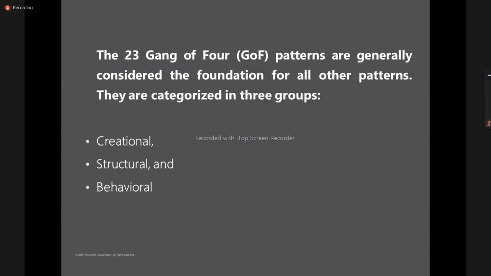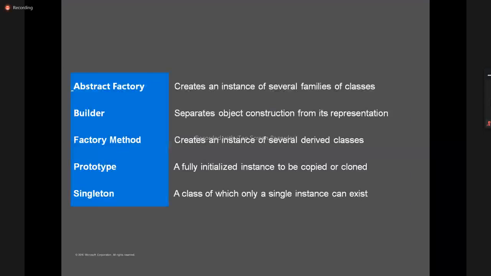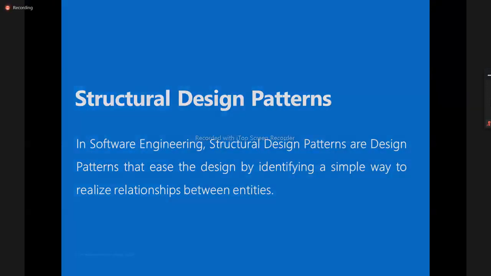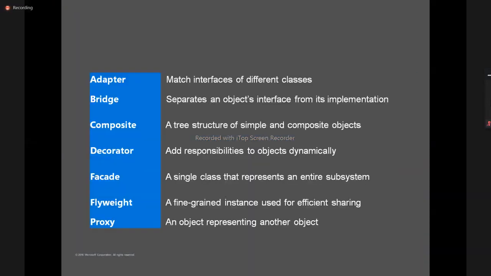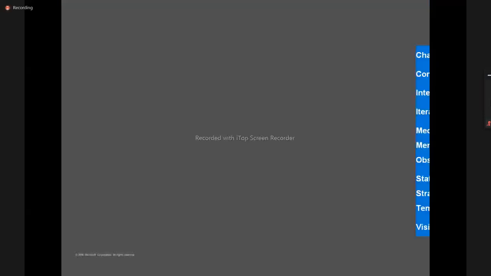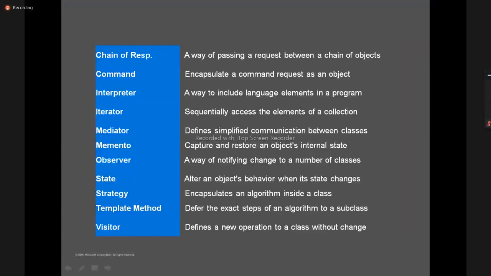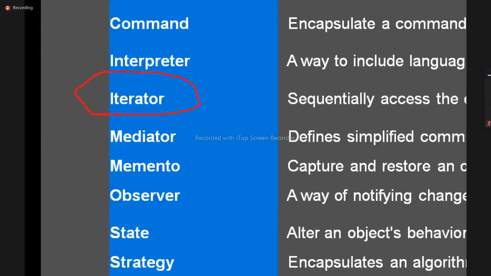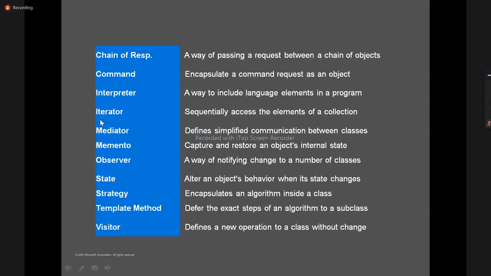Creational patterns means this all comes under creational patterns. So abstract factory, builder, factory method, prototype, singleton, these are called creational patterns. We have structural patterns: adapter, bridge, composite, decorator, facade, flyweight, proxy. We have communication patterns, which we call behavioral. These all are behavioral patterns. In that you see we have iterator. Iterator comes under behavioral pattern. It is a communication pattern. So 23 design patterns categorized into 3 groups.